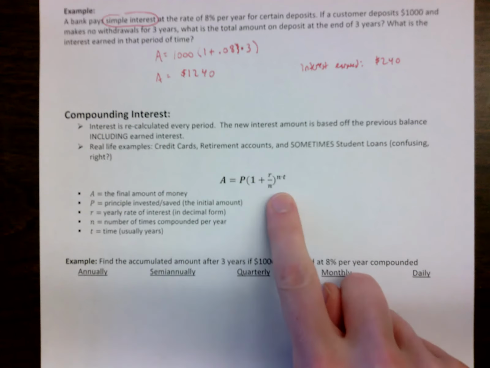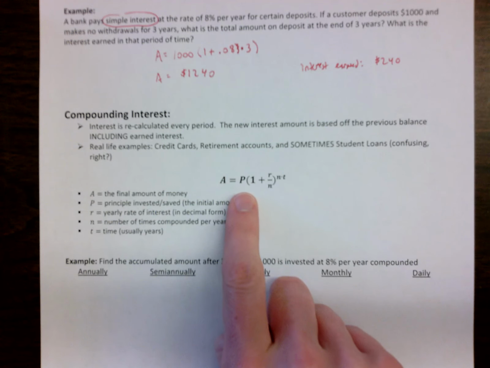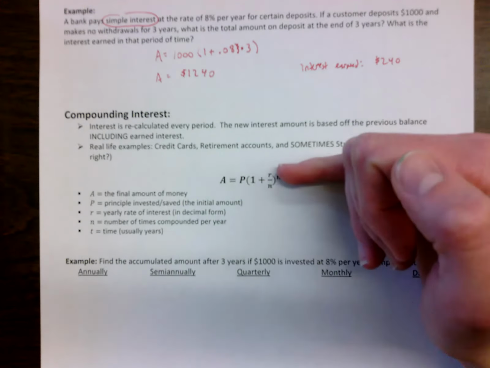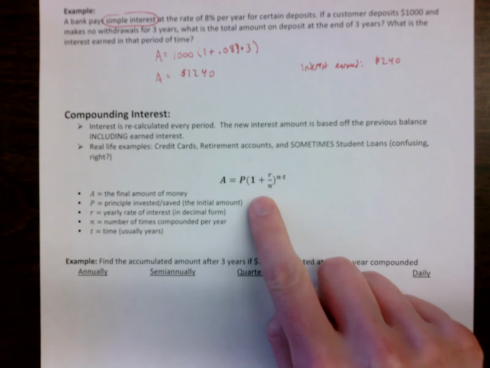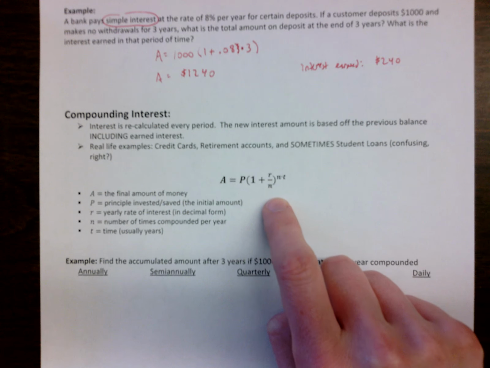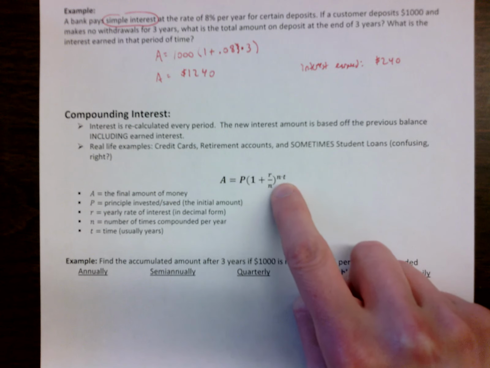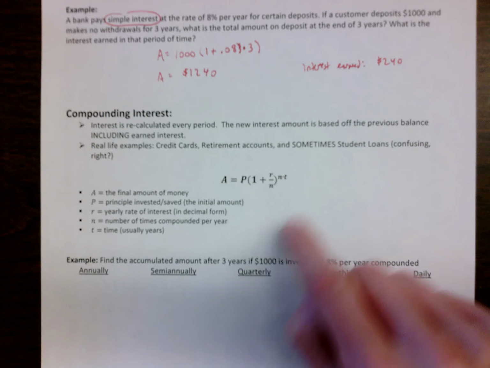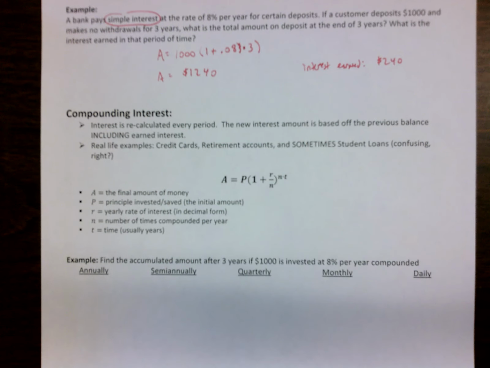All right, and your formula is a little bit different. A is still your final amount. P is still your principal, or your starting amount. 1 plus R, which is your rate again, and you're dividing by n. N is how many times a year you are compounding your interest. It will tell you that somewhere in the problem, you'll see in just a minute. Notice that n shows up in 2 spots, so you're going to reuse that number. And then T is how long you're saving, usually in years.